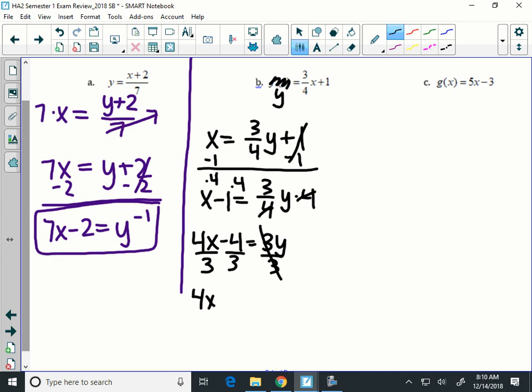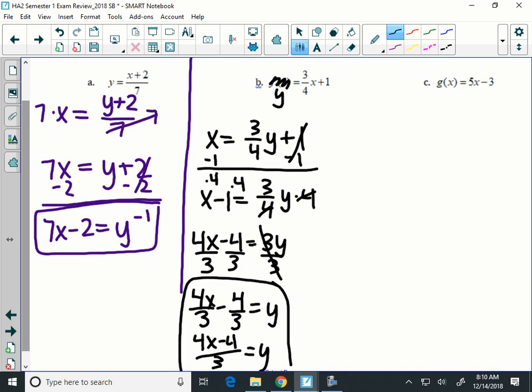So my answer is 4x over 3 minus 4 over 3 equals the inverse. Or you could have written that 4x minus 4 all over 3. Either one, they're exactly the same. It does not matter as long as you can read the difference between the two if it were a multiple choice question.